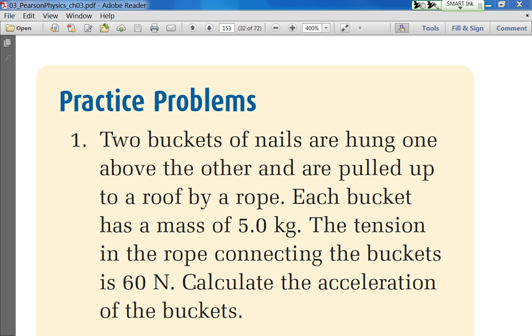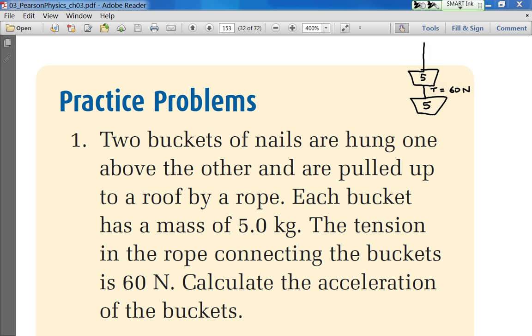Yeah, that's a good observation. I'll draw you guys a picture. It's basically like a 5 kilogram pail and another 5 kilogram pail. Yeah, exactly. You treat the two masses as a single mass. And then the tension in the rope connecting the buckets is 60 newtons. So the tension in here is 60 newtons.